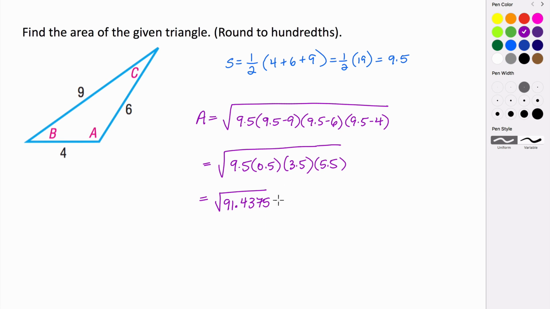And then lastly, actually plug this value into your calculator. We're going to round to the nearest hundredths, and we get that the area of this triangle is about 9.56 square units. So again, we used Heron's formula, which is what we use when we have a side, side, side triangle. And we had to find the value of S, which is just half of the perimeter, before we could use this formula.